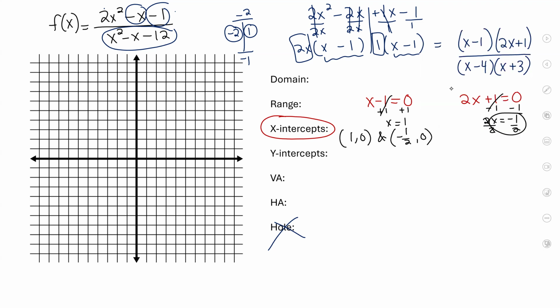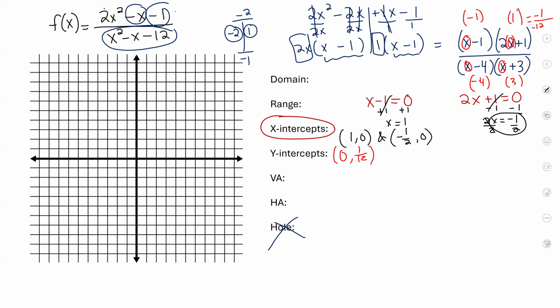Plug in zeros. So I'm going to erase all of these. Actually, I'll just put zeros right here. This will become a -1. Plug in a 0 here, this becomes 1. Plug in a 0 here, this is -4. Plug in a 0 here, this is 3. -1 times 1, -1 over -4 times 3, -12. So I get 1/12. So 0, 1/12 is the y-intercept.